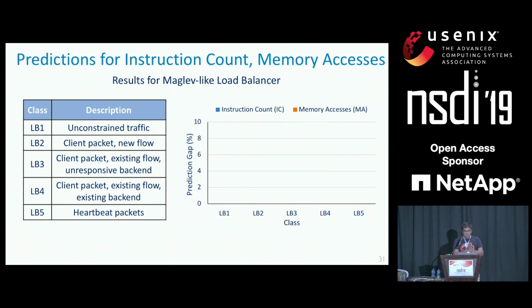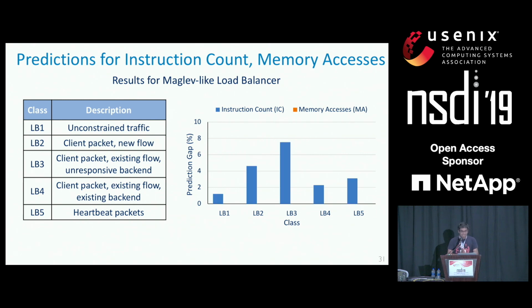And for each of these packet classes, we're going to plot the prediction gap, which is the difference between the predicted and the measured values for both instruction count and memory accesses. And I want to point out here that contracts are conservative by design and will never under-approximate performance. So the prediction gap is the signed difference between the predicted value and the measured value.